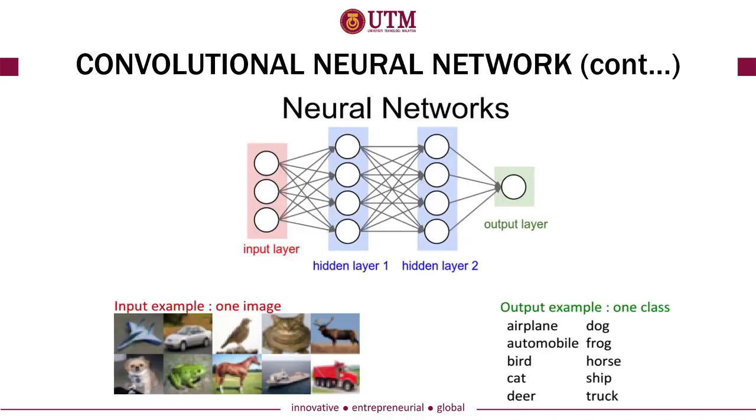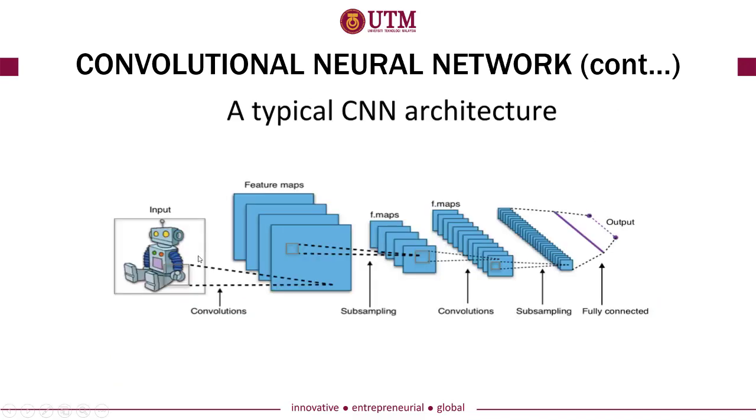Okay, again, this is the one that we have discussed before. Of course, this is what the network looks like. Because the hidden layer is more than one, we can consider it deep learning. So this is a deep neural network. Okay, now this is an example of a CNN architecture.